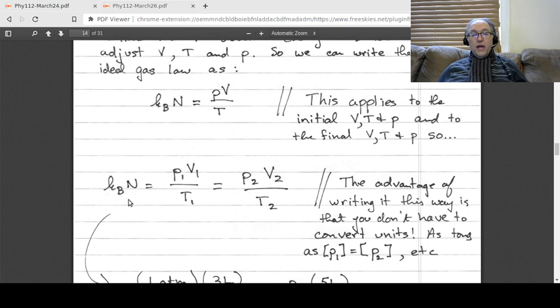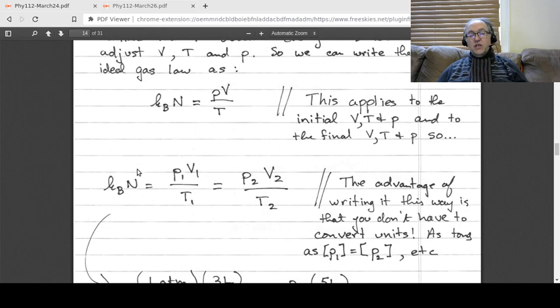And so you can write that k Boltzmann times N is equal to P1 V1 over T1, which are the initial pressure, volume, temperature. But that's also got to equal P2 V2 over T2, which is the final pressure, volume, temperature. Okay. Now, why would I want to do this? Why did I go through this business of writing it this way?